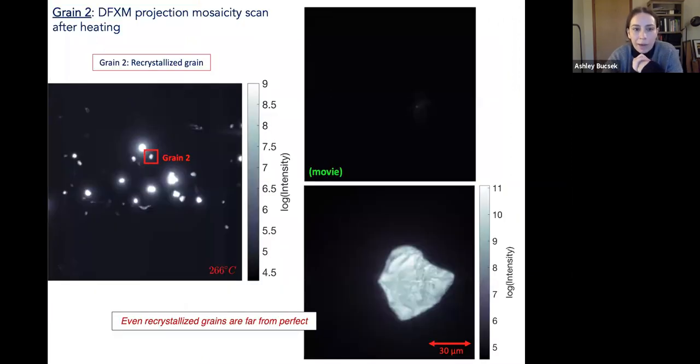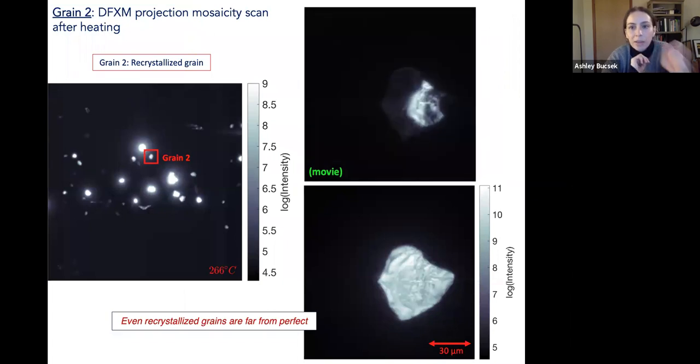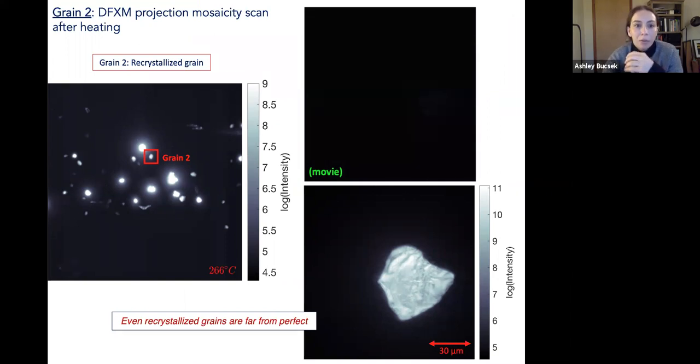Here's another grain, and we chose this grain for contrast because this grain did not exist in the initial microstructure. This is a true recrystallized grain. And even this grain is far from perfect. Actually, we chose this grain because it had this interesting subgrain region in it.